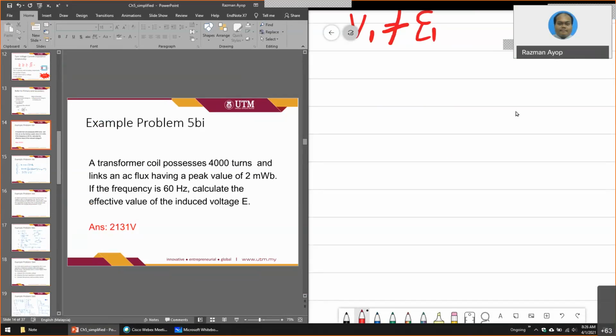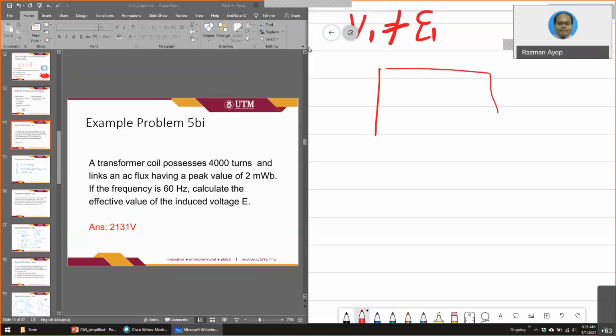A transformer coil has 4,000 turns and links an AC flux having a peak of 2 milliweber. If the frequency is 60 Hz, calculate the effective value of the induced voltage. So basically, you have a transformer, something like this, and you have a winding here. The number of turns is 4,000.